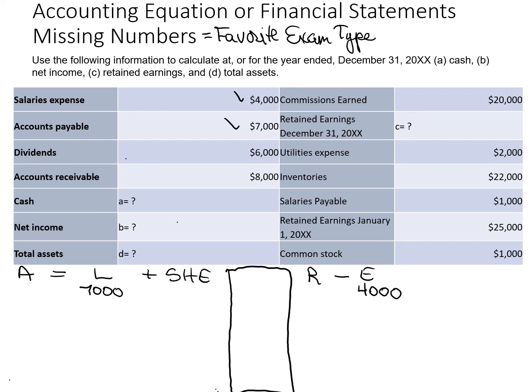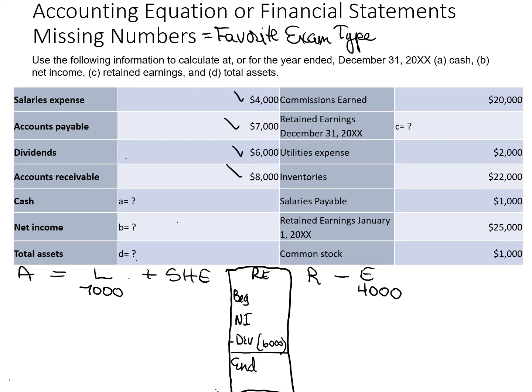Dividends show up in retained earnings, and retained earnings, just so you know, starts with beginning plus net income minus dividends gives us the ending retained earnings. So if dividends are 6,000, I'm going to put them in brackets because we subtract them out. I've taken care of the dividends.